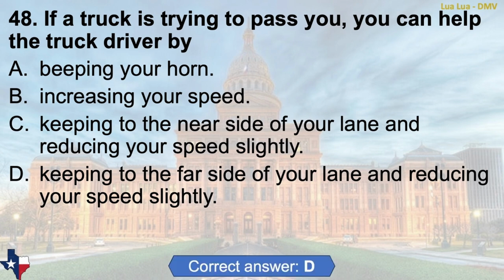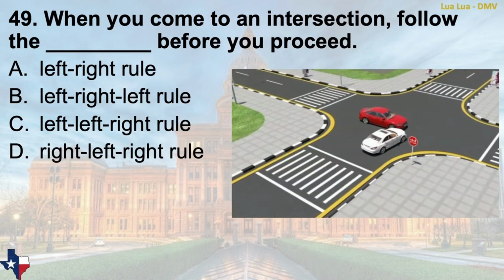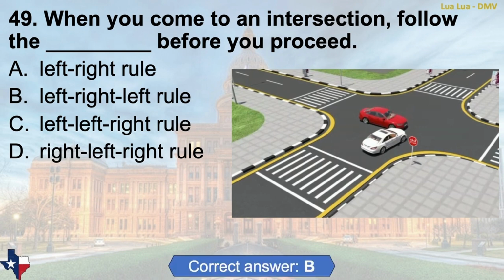The correct answer is D. Keeping to the far side of your lane and reducing your speed slightly. Question 49. When you come to an intersection, follow the blank before you proceed. A. Left-right rule. B. Left-right-left rule. C. Left-left-right rule. D. Right-left-right rule. The correct answer is B.